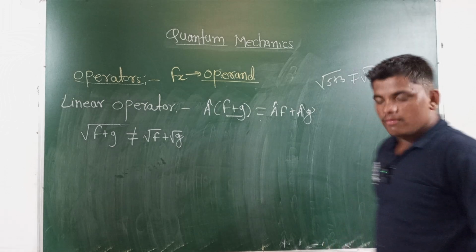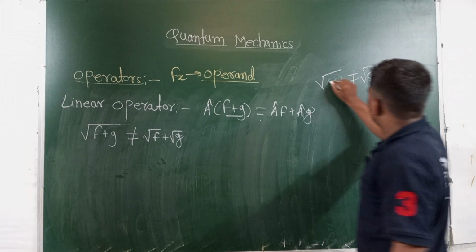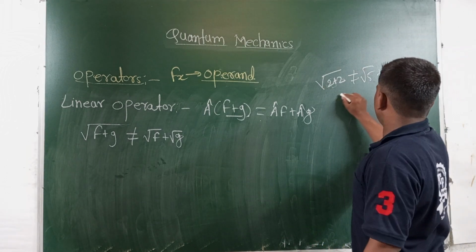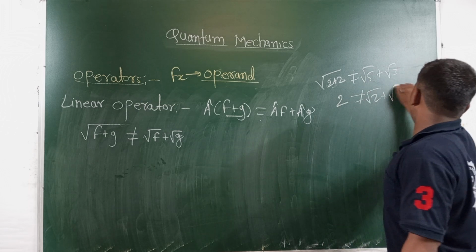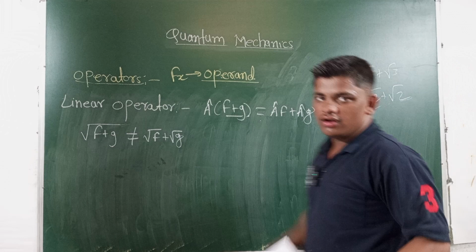Or root of 2 plus 2 is equal to 2, but this is not equal to root 2 plus root 2, because root 2 and root 2 values are different.